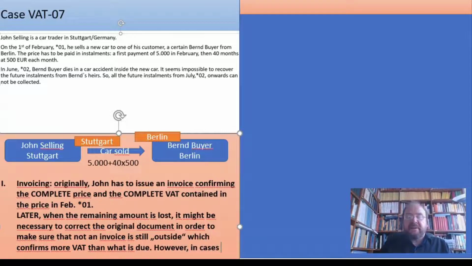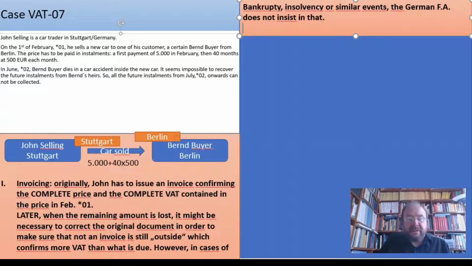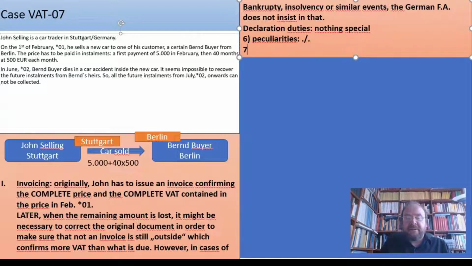However, in cases of bankruptcy, insolvency, or similar events, the German fiscal administration does not insist in that. So probably not a big problem here. Declaration duties, nothing special. Peculiarities which are completely outside our usual testing scheme and had to be commented here. There are none.